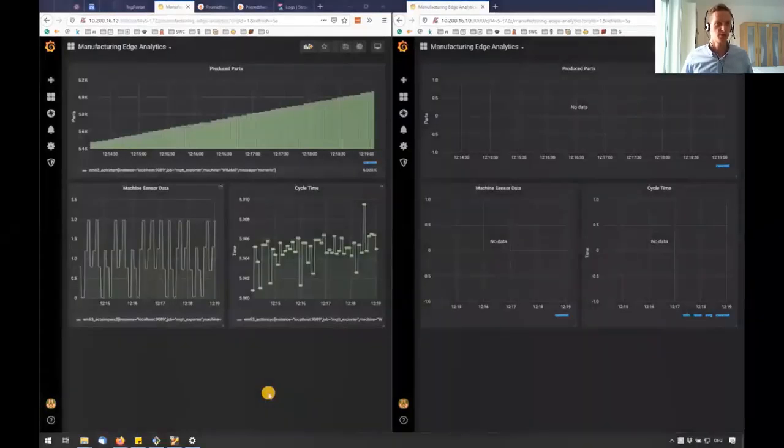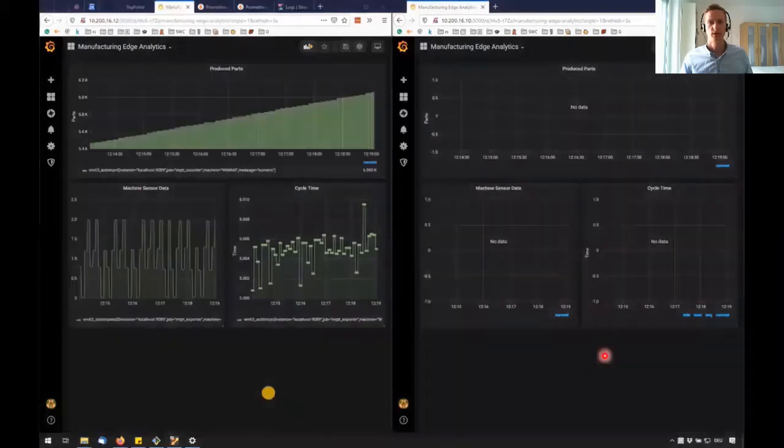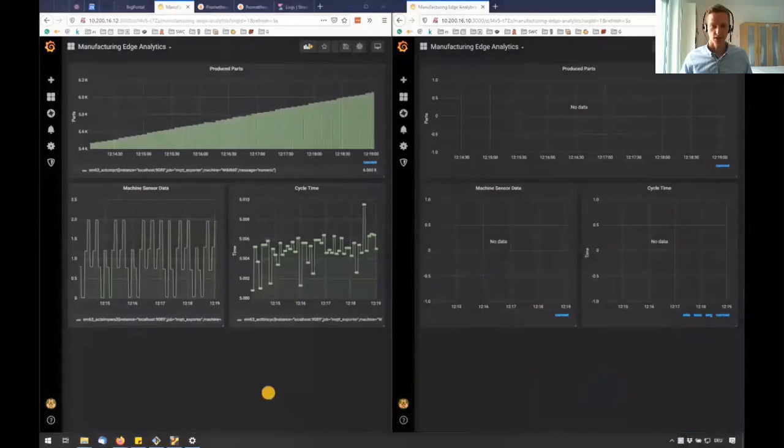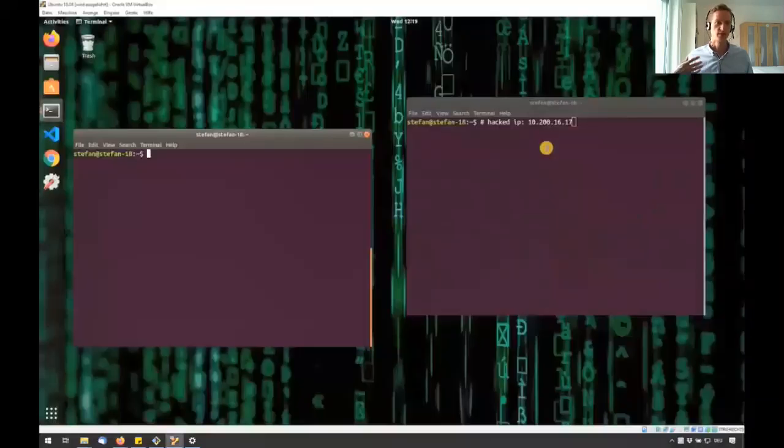So this is the starting point. You can see here the analytics dashboard on the left side of the normal production network service 1, where the data arrives from the connected machine as it should. And on the right side, the quarantine network service 1, where no data arrives because there has been no intrusion so far. So that changes now.